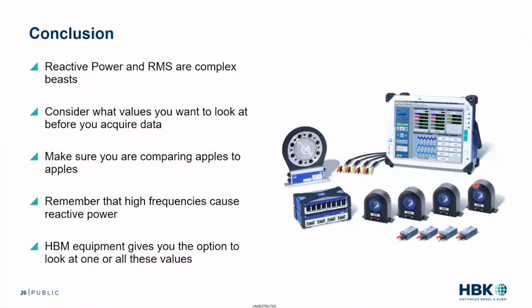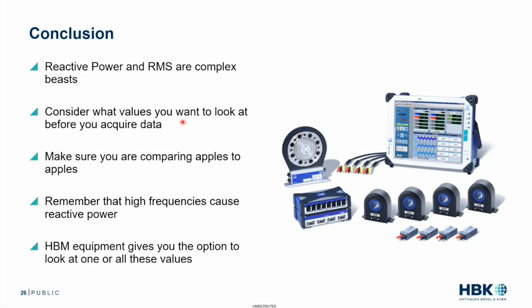In conclusion, reactive power and RMS are complex beasts. So please consider what values you want to look at and really consider that before you acquire data. I'm of the stance that you take it as high as possible, which eliminates anti-aliasing. So if your switching frequency is 10 kilohertz, measure at 500 kilohertz and filter at 200 kilohertz, eliminate all that electrical EMC, EMI noise, and then you can filter afterwards.